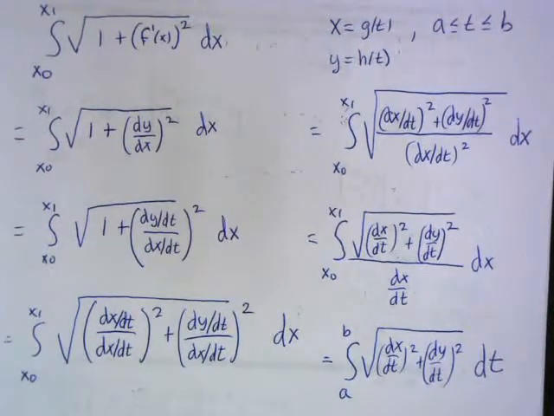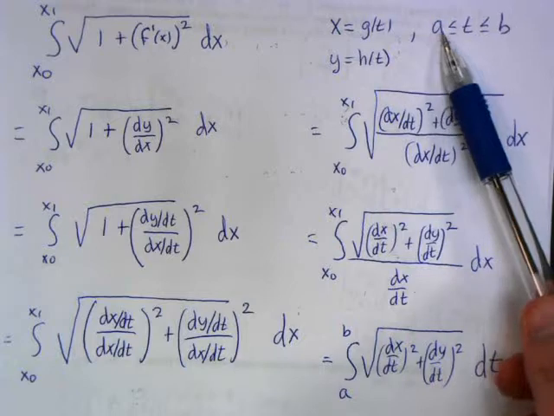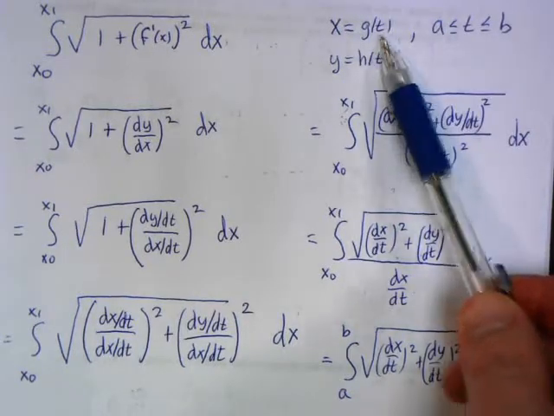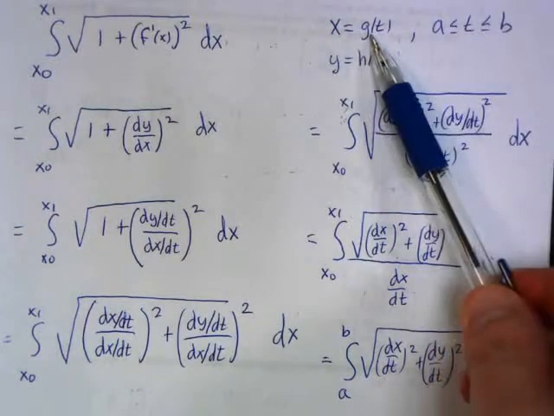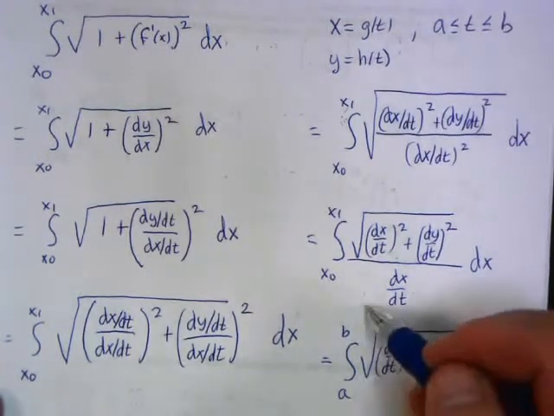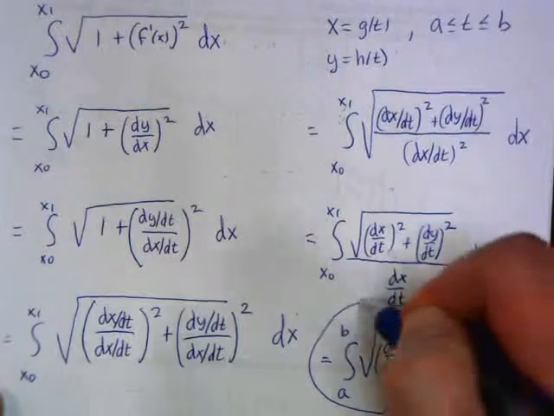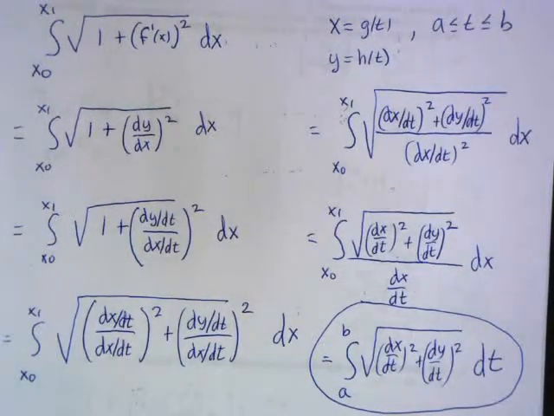Because they're both just values of t. And what this means is if I take a and plug it in, I get the x0 number. And if I take b and plug it in for t, I get the x1 number. So this is the equation for arc length when you're in parametric form. It comes directly from the formula for arc length that we developed in Calc 1.